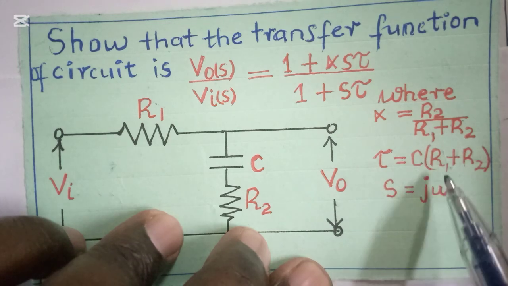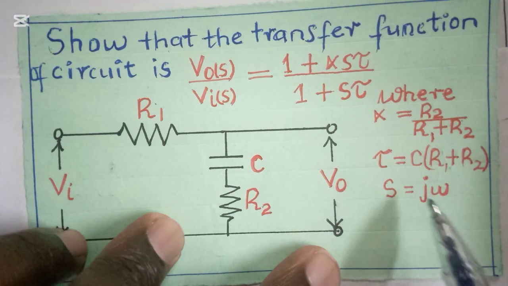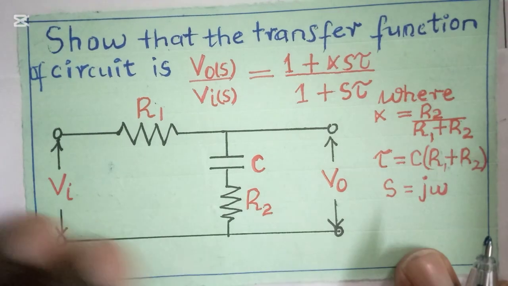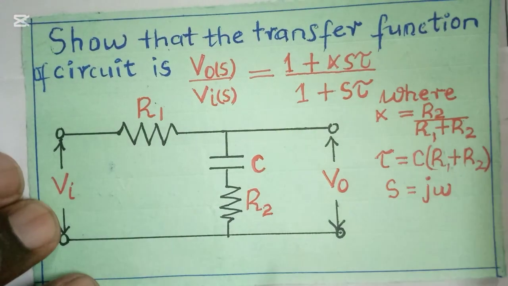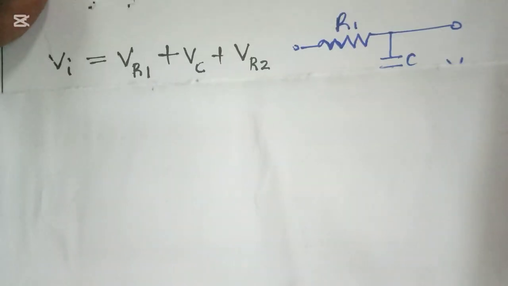C, open the bracket, R1 plus R2. S, that is of Laplace transform, is equal to jw, where w represents the frequency. So guys, we come now to solve the question, and the question is right here.